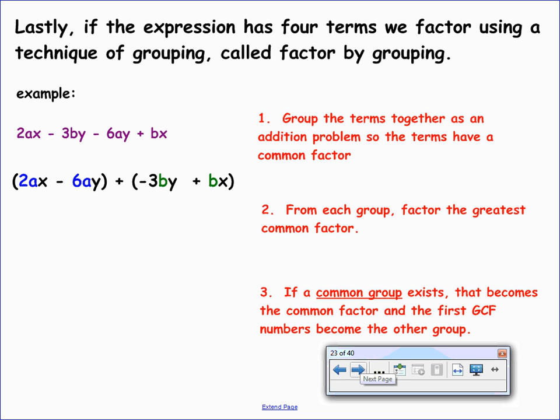If we were to look at those first 2 terms called the blue group, I rewrote the original so that 2ax and negative 6ay were together in a first group. How come? Because they share a greatest common factor. Don't they share a 2a hiding inside? So I rearranged those to have those 2 terms first. They're going to be my first group, and I'm going to call them the blue group.